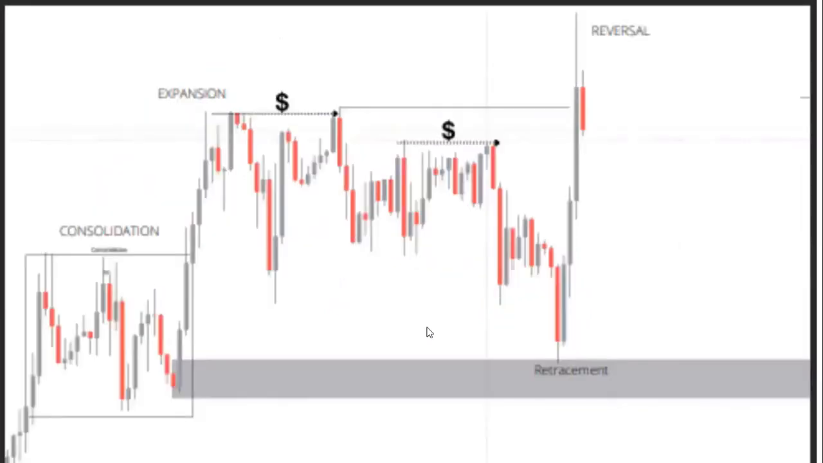This is a typical example again. You can see that price is doing the same thing. It expanded. Now, price broke structure. It broke this consolidation.